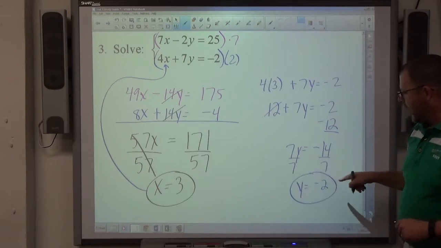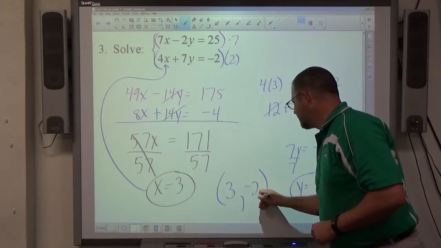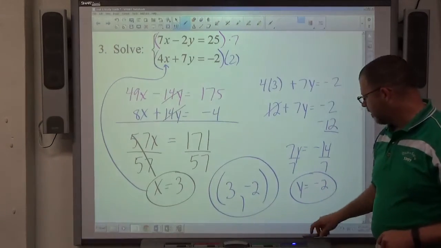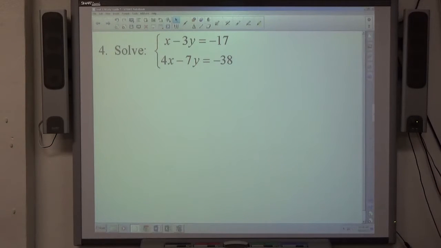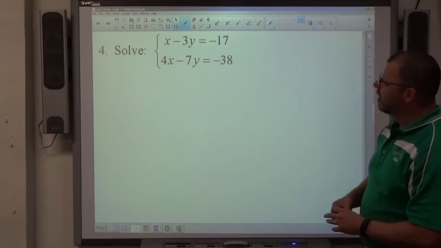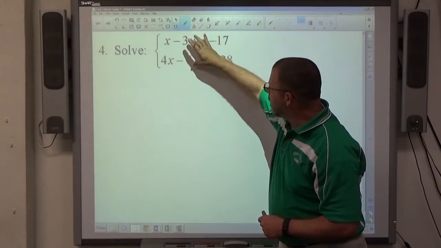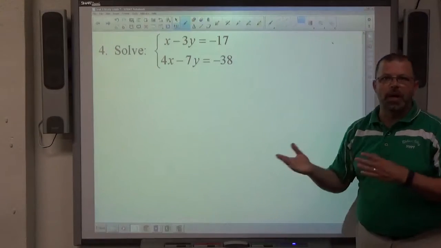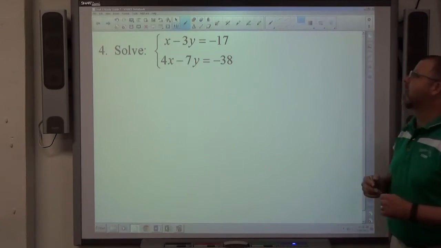And again, once I know both x and y, I want to write my answer as an ordered pair. X first, y second for my final answer. Number 4, one last system of equations. This time, these are the same sign, these are the same sign. It doesn't matter about these really, but as far as my letters are concerned, the letters both have the same signs. So there's multiplication by negative required in this problem.